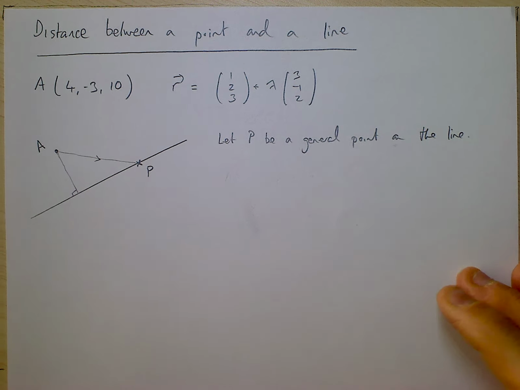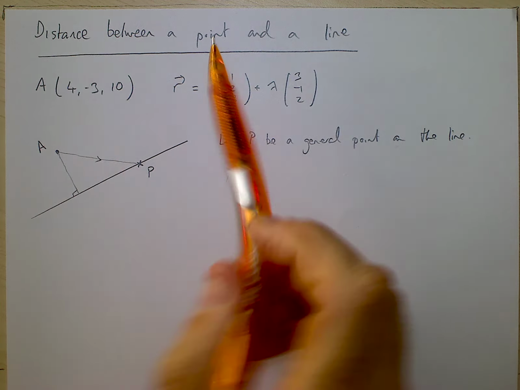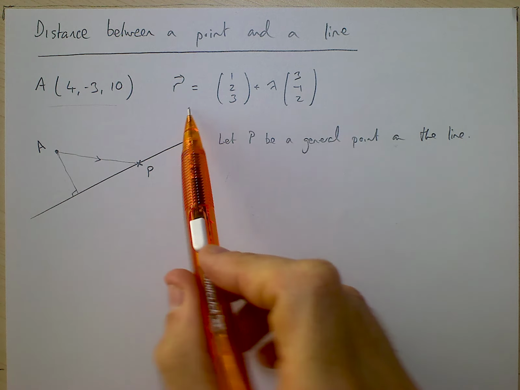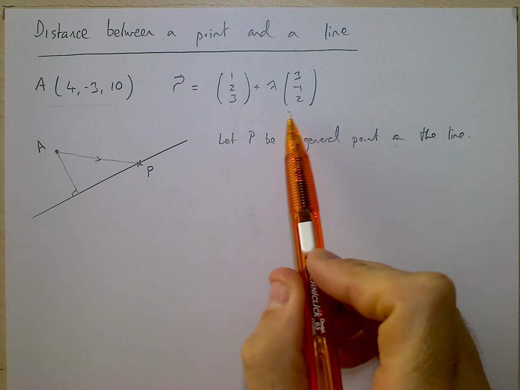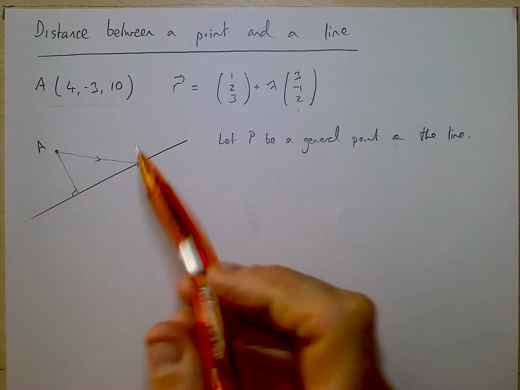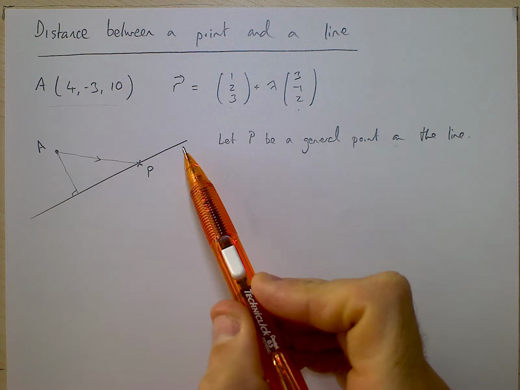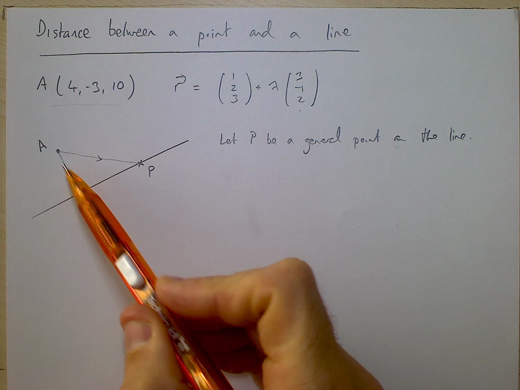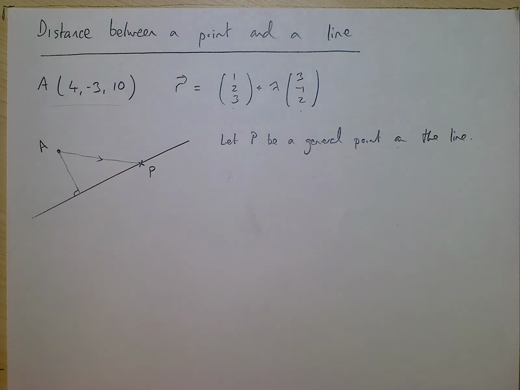In this example, I'm going to find the distance between a point, in this case this point A, and a line, which is also given. So I know a point on the line and its direction. When I talk about the distance between this point and this line, of course, I mean the shortest distance. So I'm really after this perpendicular distance here.